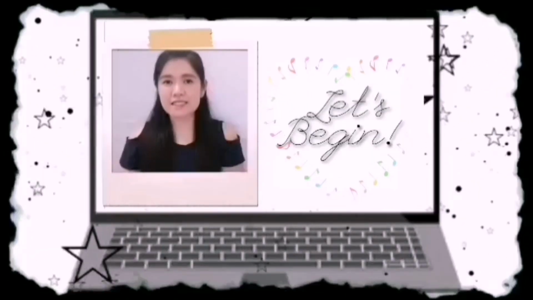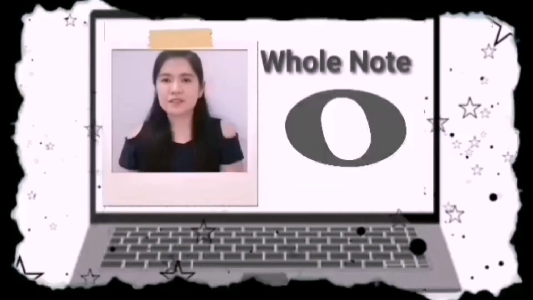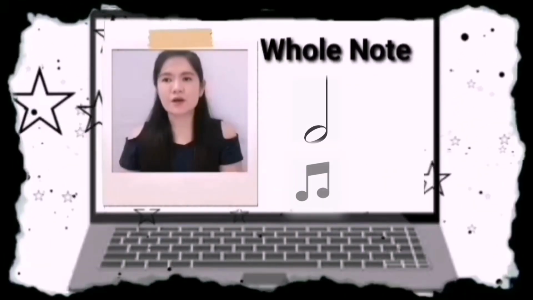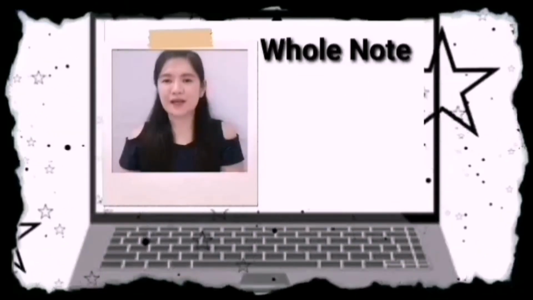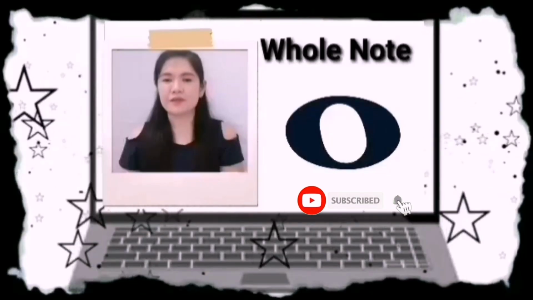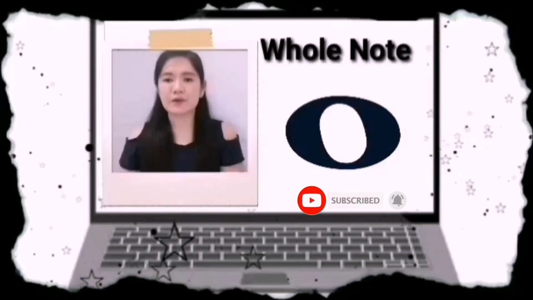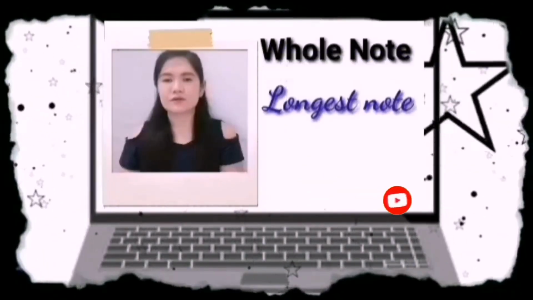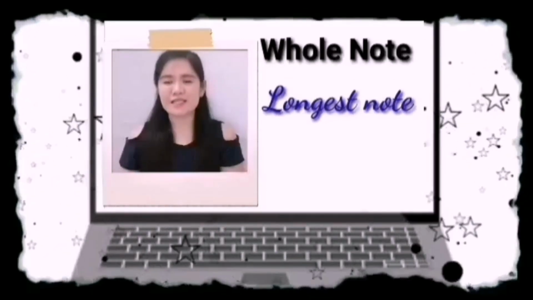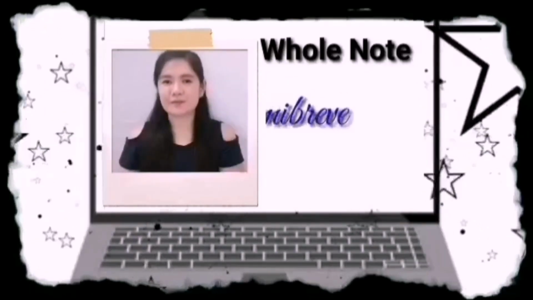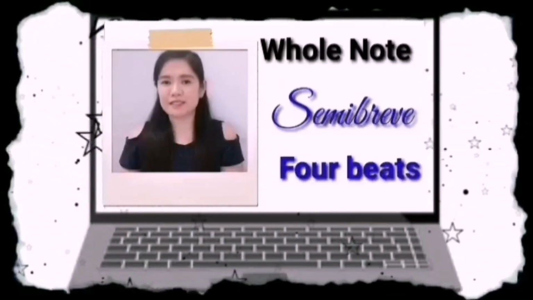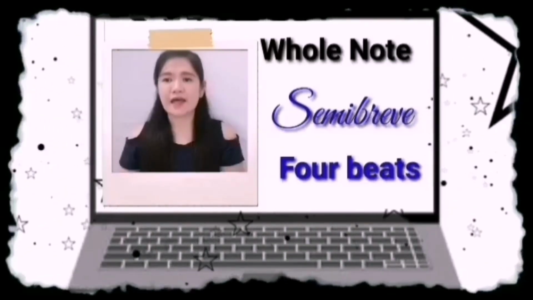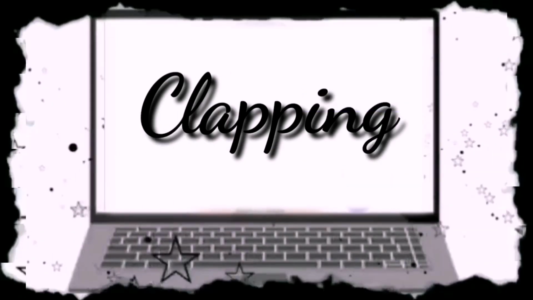The first one is whole note. This is a note having the time value of 2 half notes or 4 quarter notes. It is represented by a ring with no stem. It is the longest note now in common use. A whole note is also called a semibreve. It is the note with the length equal to 4 beats and takes up an entire bar in 4/4 time.